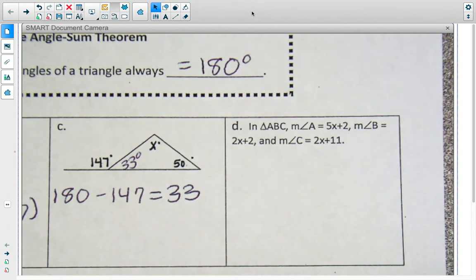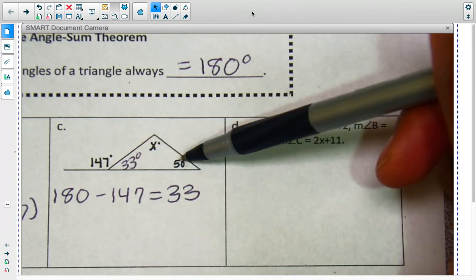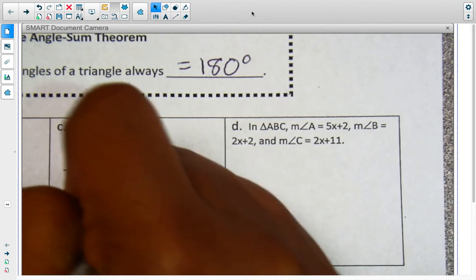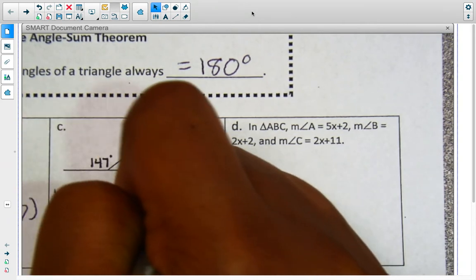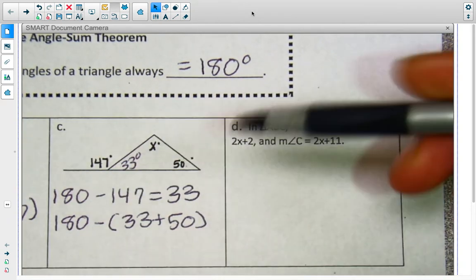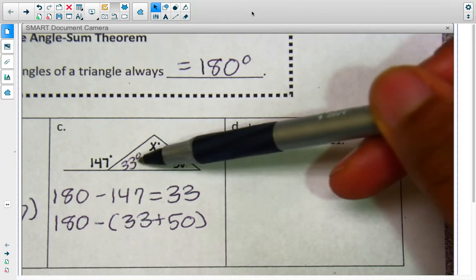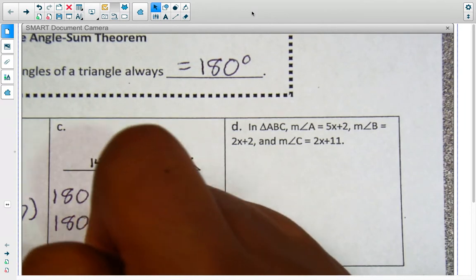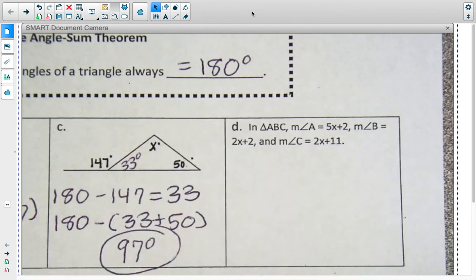Now it looks like the problem is problem A and then problem B. I can add these two up and I can subtract from 180. So 180 minus, add these together. Okay, so I'm going to add these two together and I'm going to subtract from 180 and that'll give me the measure of x. So I got 97 degrees. So x is 97 degrees.